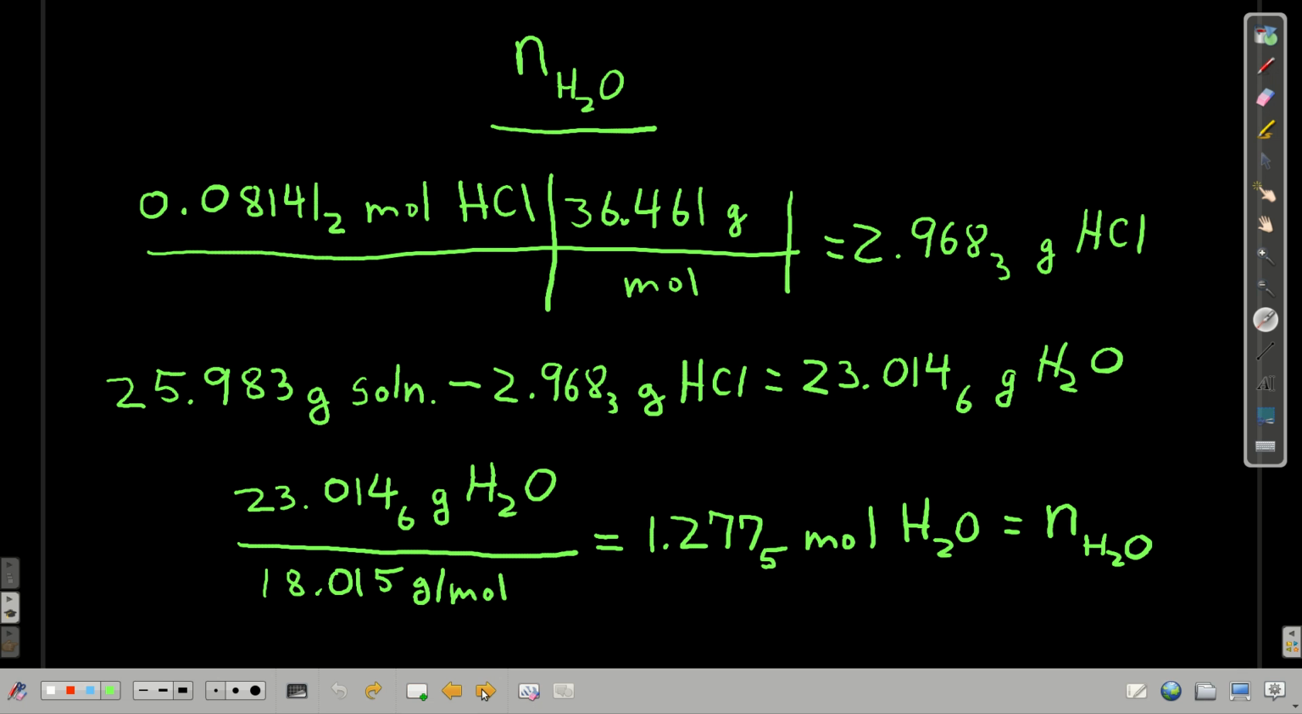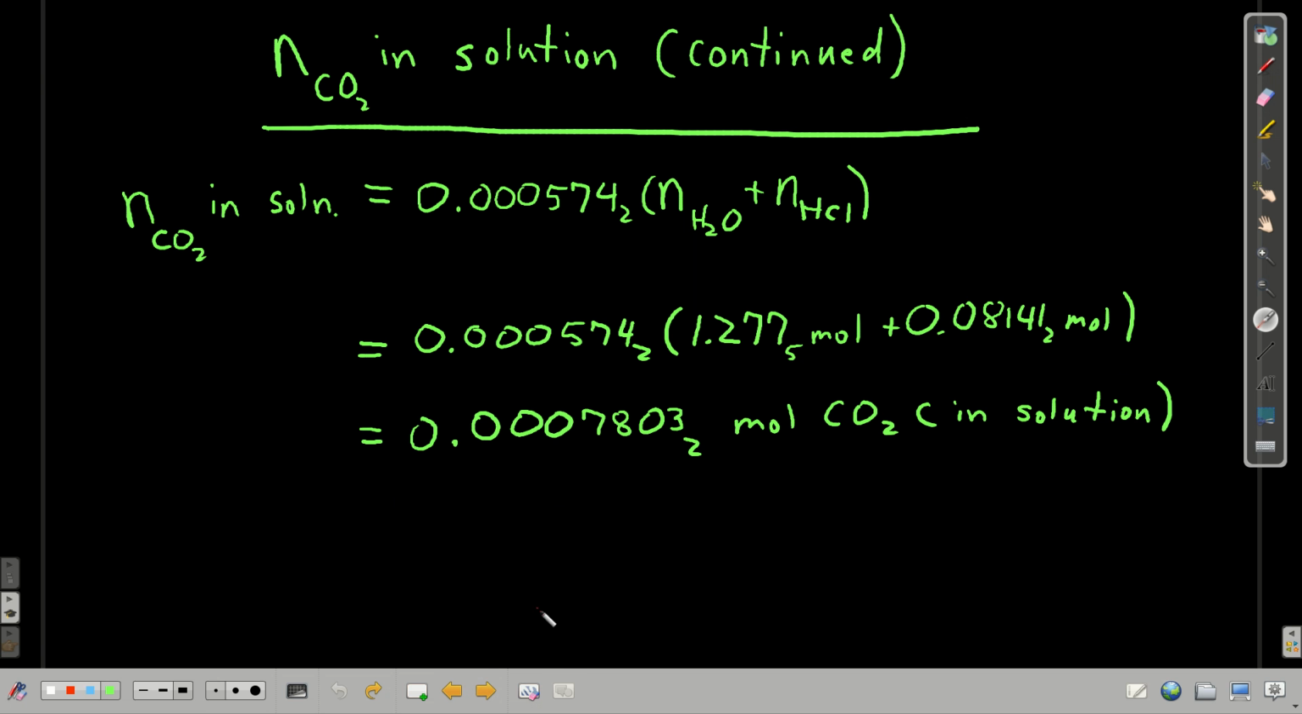So now I know moles of hydrochloric acid and moles of water. I can plug into that equation and get moles of carbon dioxide. The moles of carbon dioxide in solution will be what I showed you before, this number times the total moles of water plus HCl. Plug in the numbers we got for water and HCl. I get this. So that many moles of carbon dioxide would have stayed dissolved in solution, not gone off as a gas.